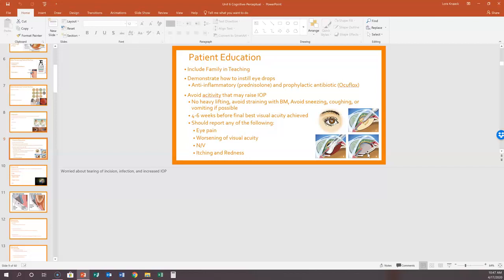So post-op teaching, we want to teach family big time about this. So if you have a husband and wife that come in, we want to teach both of them how to do this. We demonstrate how to put eye drops in. Key things are, we don't want to touch the tip of the applicator to the eye. That'll contaminate that whole bottle of drops.